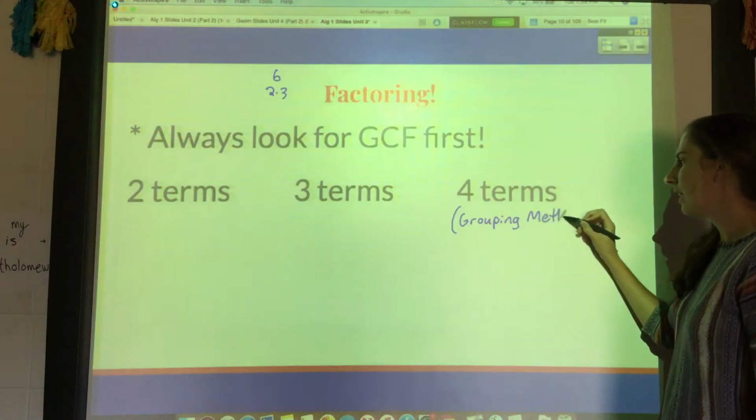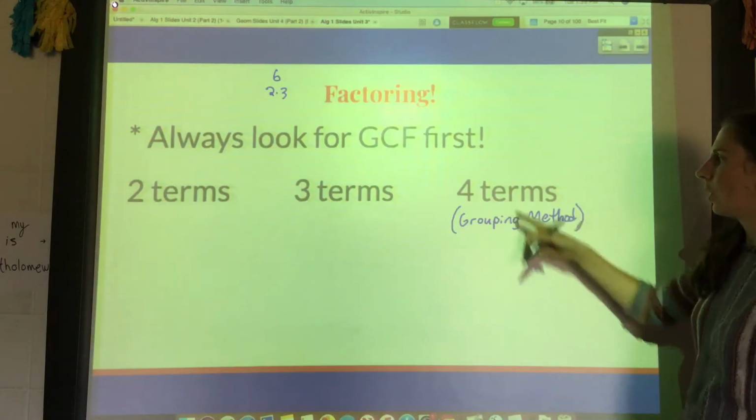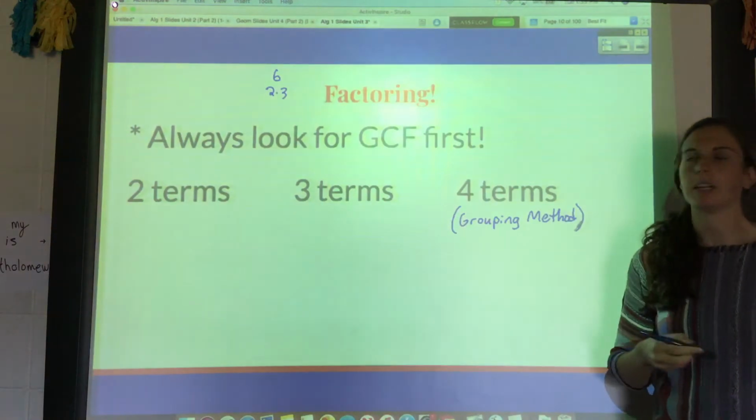And so if you're making a little graphic organizer, we're going to be working on the 4 terms column here today.